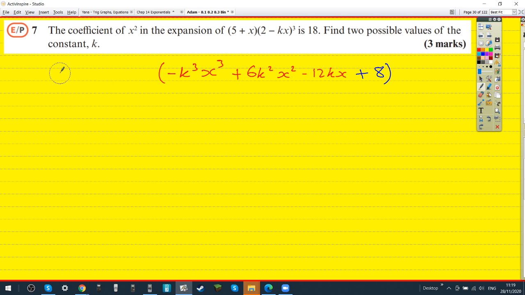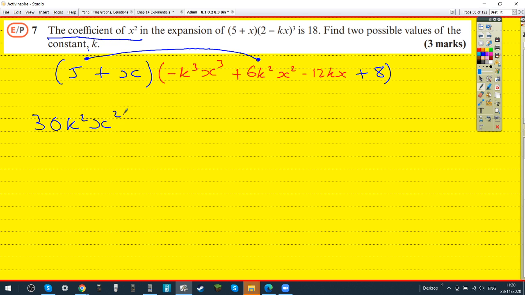However, there might be something quicker we can do. 5 plus x. We want the coefficient of x squared. So, when we multiply all of these by 5, what will give us an x squared? Would the only one be 5x squared? So it would be 5 times the x squared one. So what would you get for that? 30k squared x squared. So 30k squared x squared.